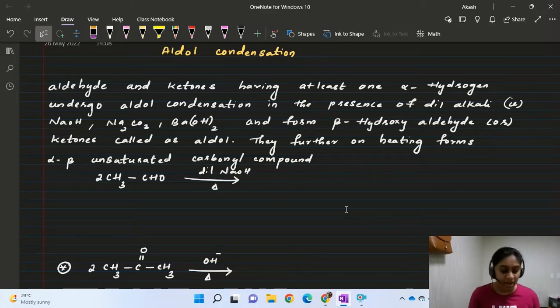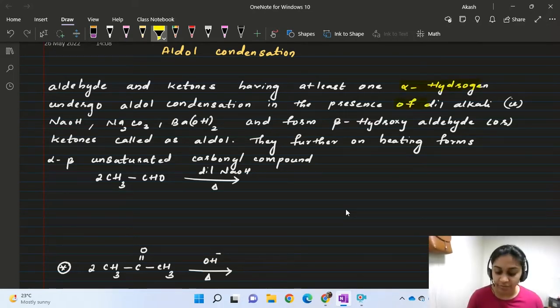Aldehydes and ketones, at least having one alpha hydrogen, will undergo the condensation reaction in the presence of dilute bases like NaOH, Na2CO3 and barium hydroxide to form beta hydroxycarbonyl compound. These beta hydroxycarbonyl compounds are called aldol. This aldol, on further heating, will produce alpha beta unsaturated carbonyl compound by losing water.